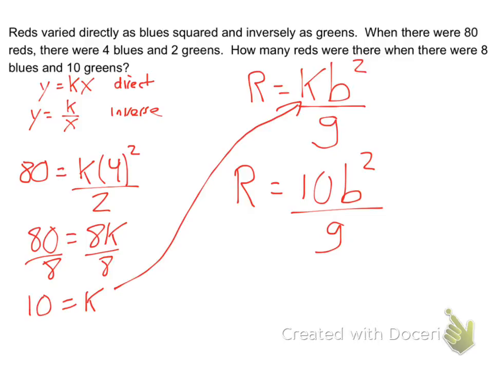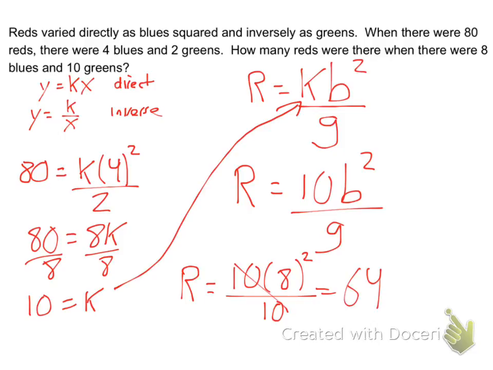So as long as I give you 2 of the colors, you can find the third one. Which ones do they give you? They give you blue and green. So I need to find reds, which is conveniently already solved for. R equals 10 times 8 squared over 10. That's actually pretty easy. What happens to the 10s? They cancel. What's 8 squared? How many reds do I have? 64 reds.